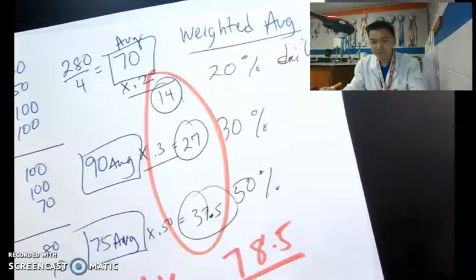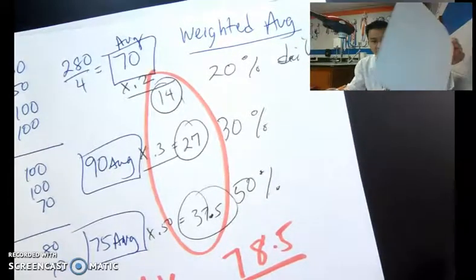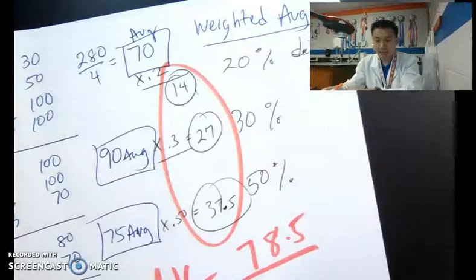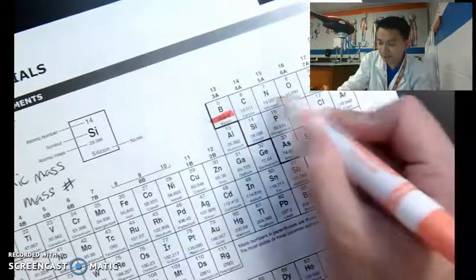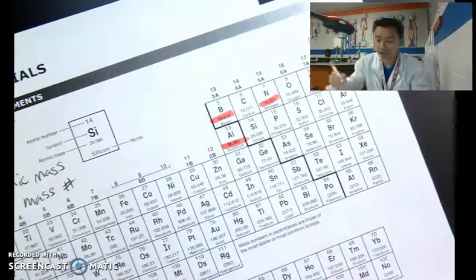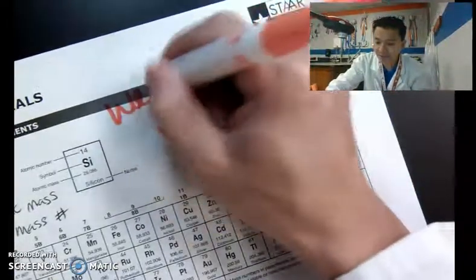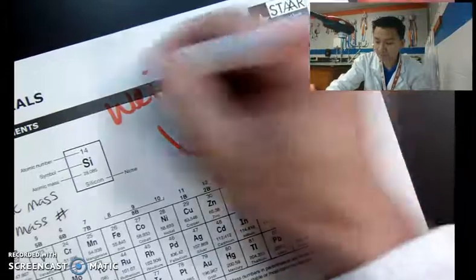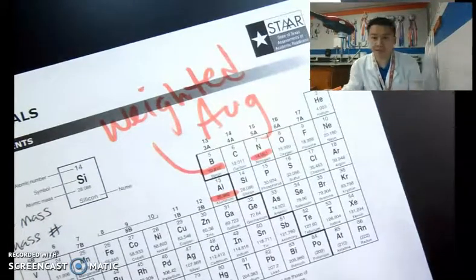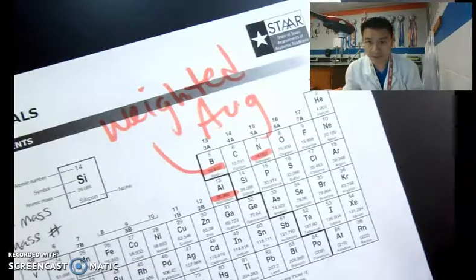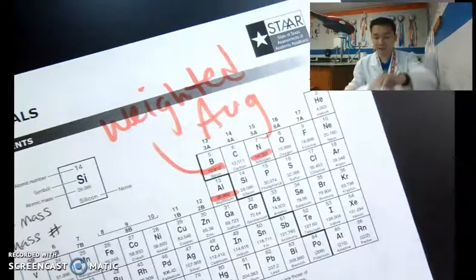So what does this have to do with anything in chemistry? In chemistry, you have a periodic table in front of you, and these numbers down here, the atomic mass numbers, are all weighted averages. Why are they weighted averages? Because they average all the different isotopes of one element. It is the average of all the existing isotopes. And how do you calculate that?